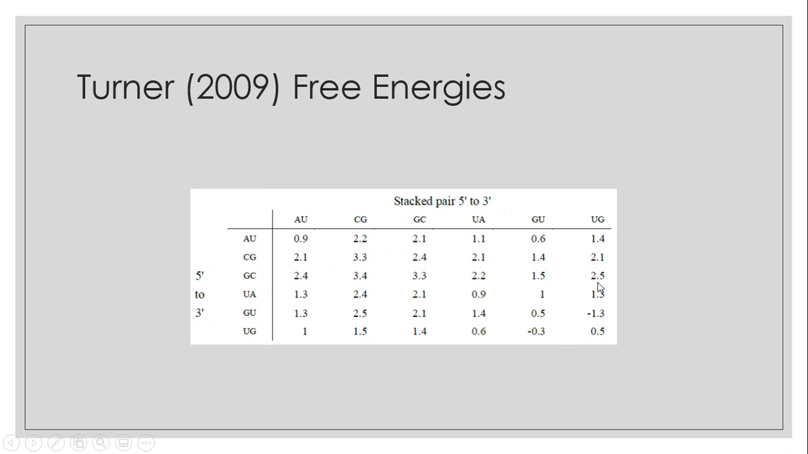These are the free energies that I was referring to. What this table tells you is obtained from Turner 2009. These are also called Turner free energies. If you look at this table, it will tell you that if AU is stacked on top of AU, that means A pairs with U, and then on top of it A pairs with U, then the energy value that is tied with that is 0.9.